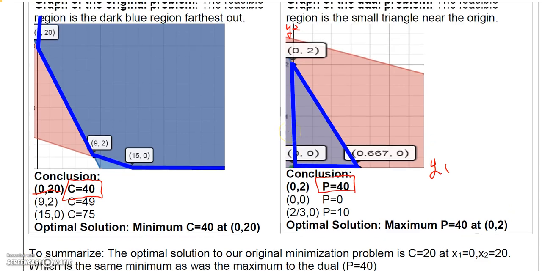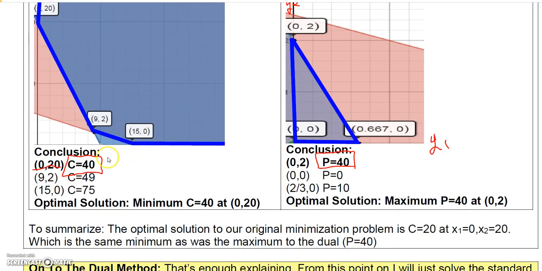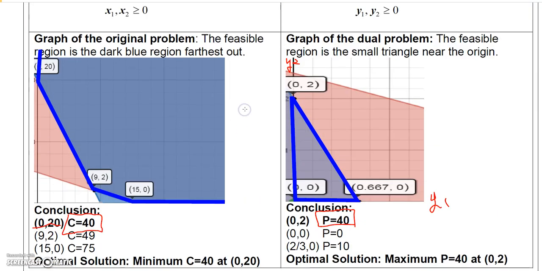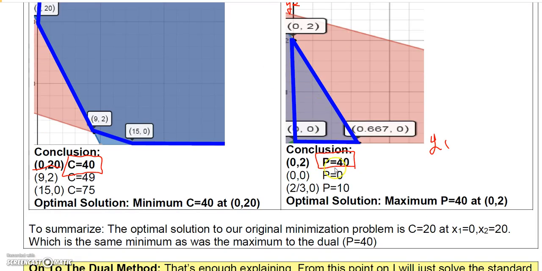So notice that the minimum of the original problem when I solved it by graphing was 40. And then the dual problem, when I solved it by graphing, was also 40 for the maximum. So it just goes to show you that I'm not pulling your leg here, that the maximum for your dual problem is going to be the same value as the minimum for your original minimization problem.